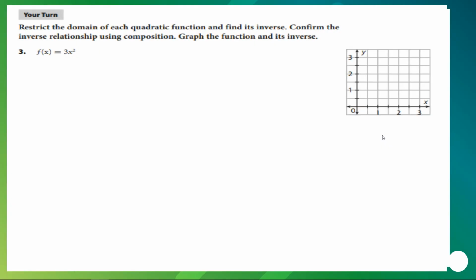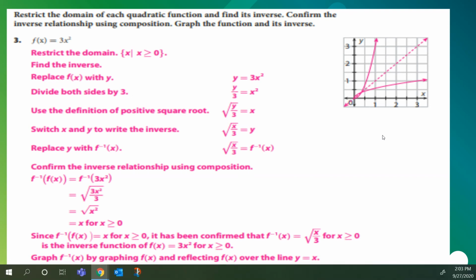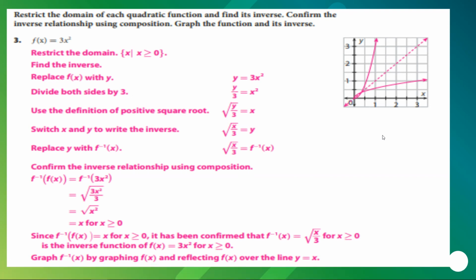Okay, so we wanted to restrict the domain of each of the quadratics. So we have 3x squared. When we do that, we restrict our domain by saying we're only going to be looking at the positive side of that quadratic, not where x is negative. And then we can do our inverse. If we don't restrict it to the positive x's, when we do the inverse, it becomes a non-function.